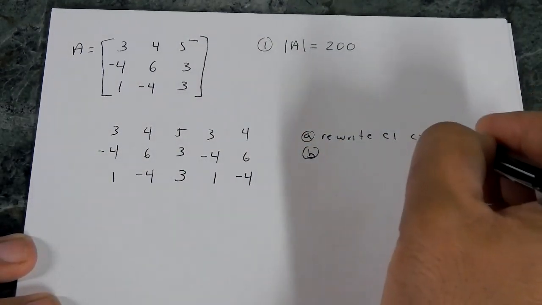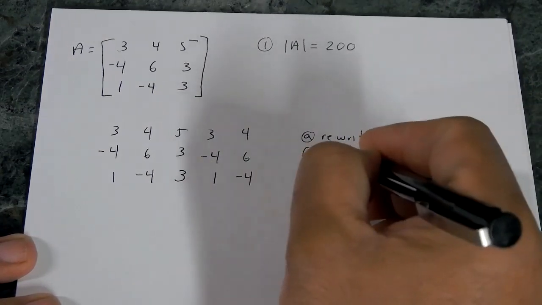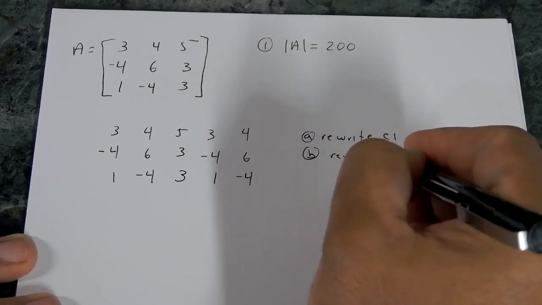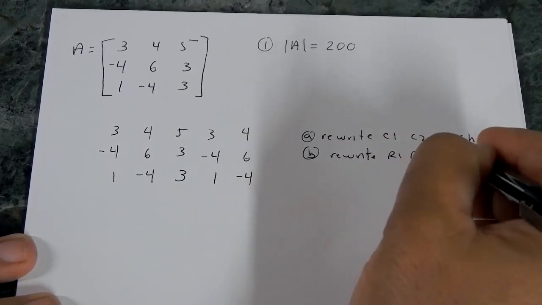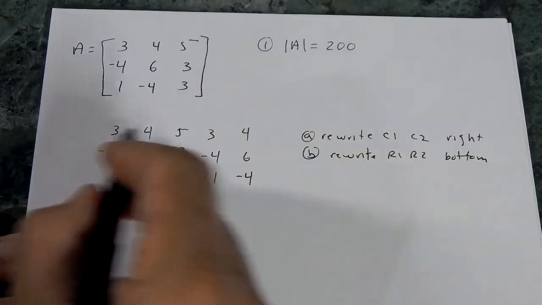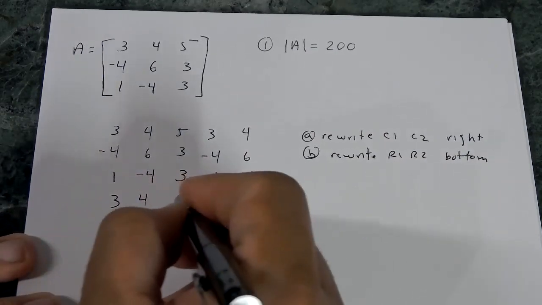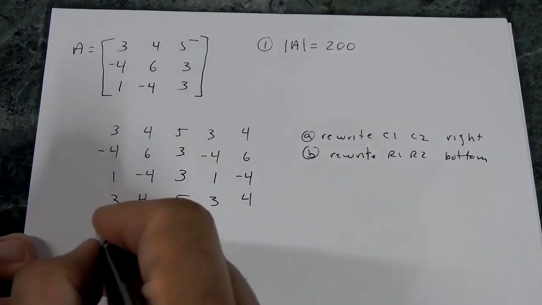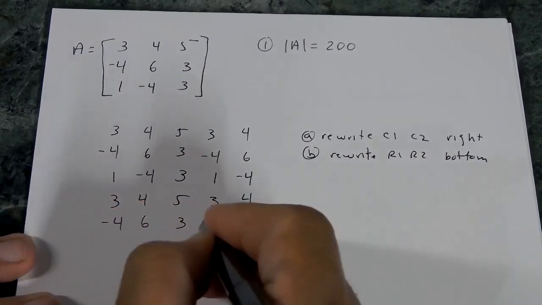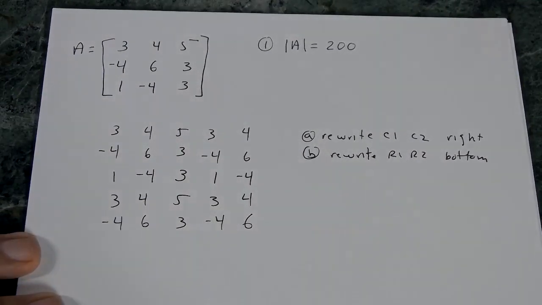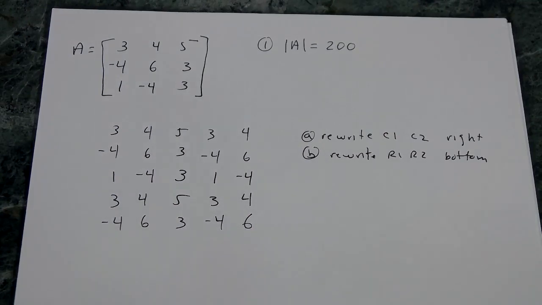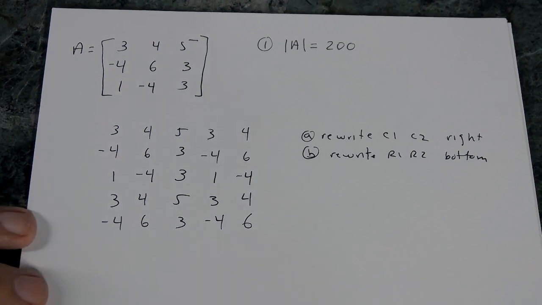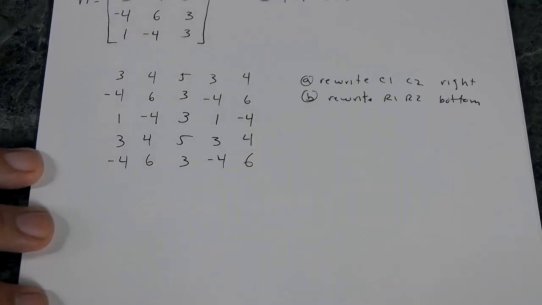Let me put this on the right. And then I'm going to rewrite row 1, row 2 on the bottom. So whatever row 1 is, rewrite it. You see it? That's row 1. Here's row 2. And you end up with this guy. So what we are going to do is somewhat of that row column thing that we did above.